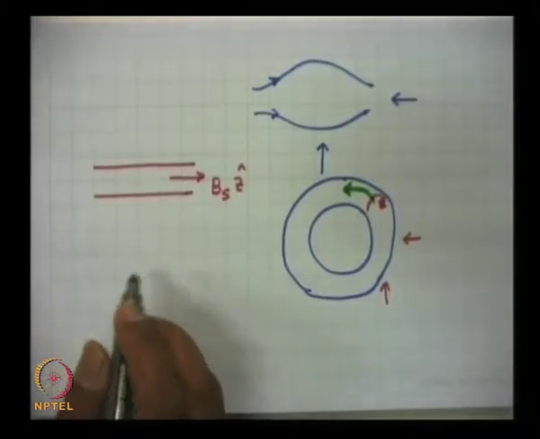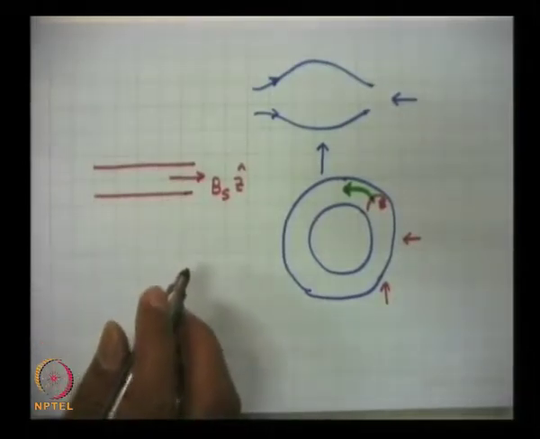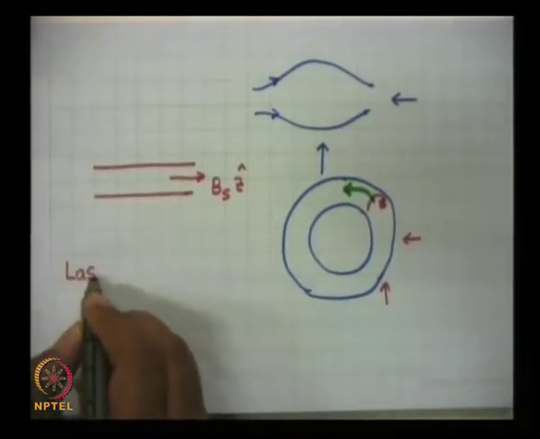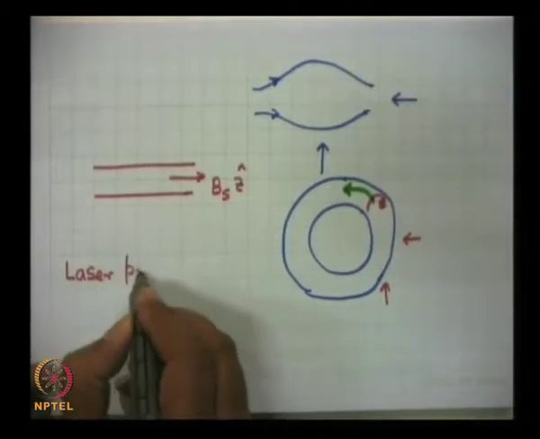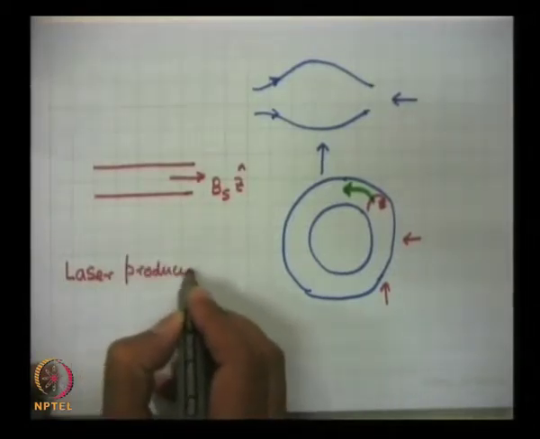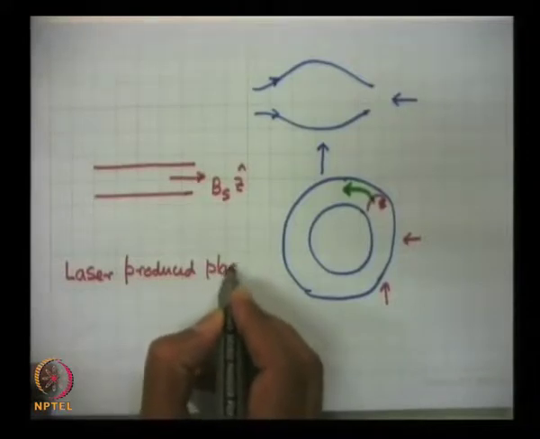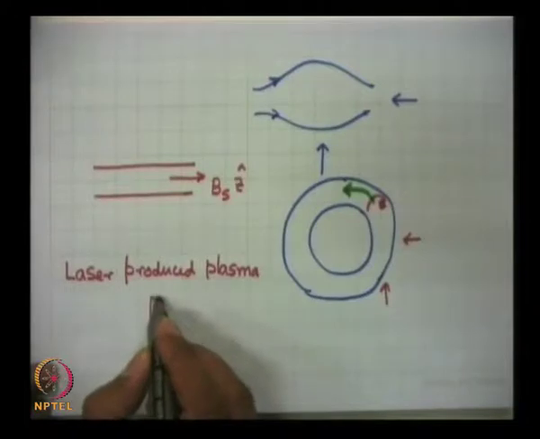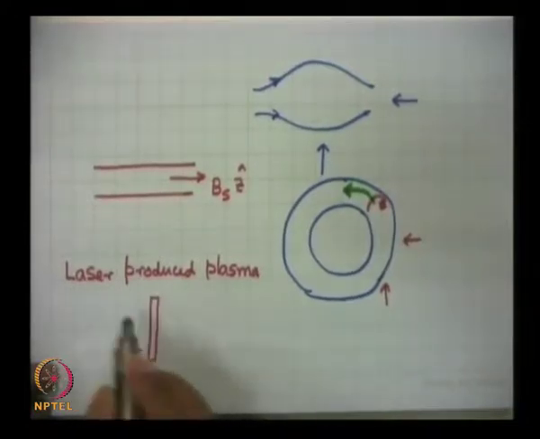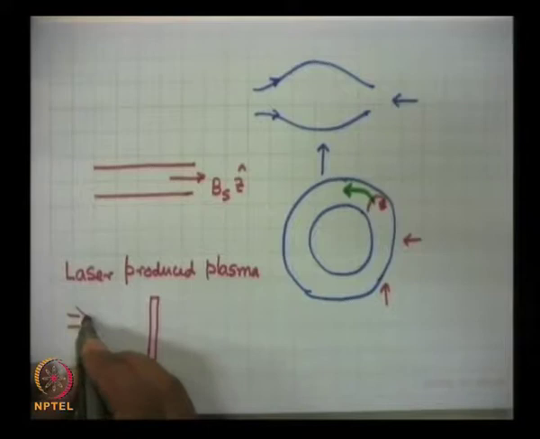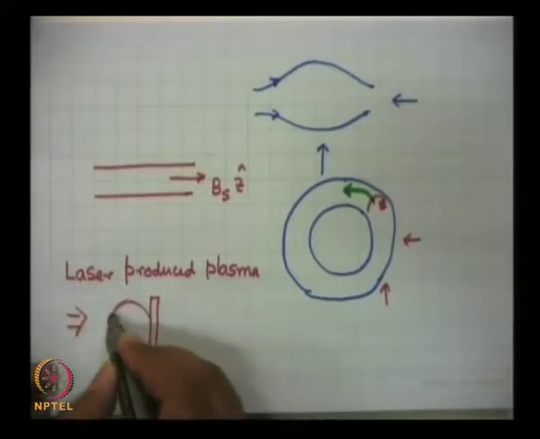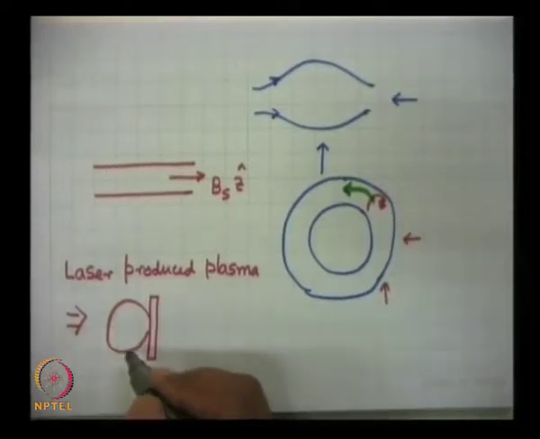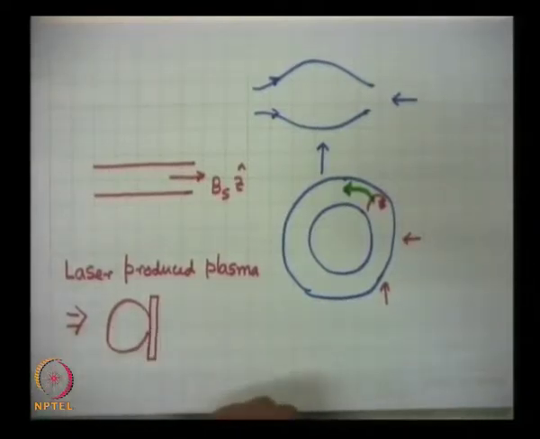Even in plasmas where you do not apply externally any magnetic field, just like a laser produced plasma, there also you observe strong magnetic fields. For instance, you can choose a thin metal foil on which you shine laser, then it forms a large plasma plume, and in the plasma people have observed strong magnetic fields, multi-mega Gauss magnetic fields.